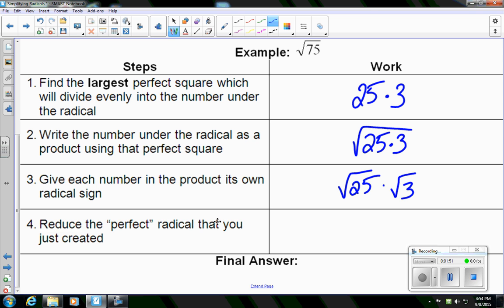and you're going to reduce the perfect radical. Because 25 is the perfect square, that reduces to 5, and the radical 3 you can't change. So our final answer is 5 radical 3. If you wanted to check this on your calculator, if you did the square root of 75, you'd get a long decimal, and then if you type in 5 radical 3, you will get the same long decimal. So let's look at a few more practice examples.